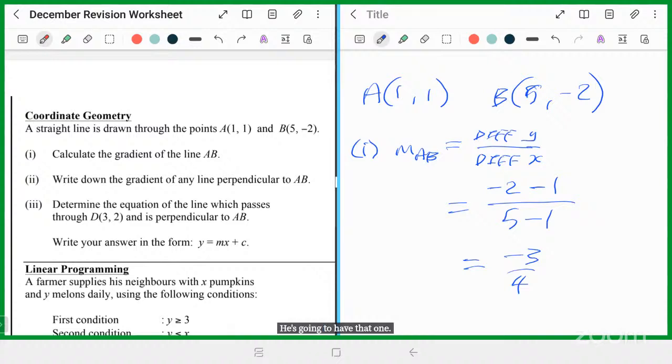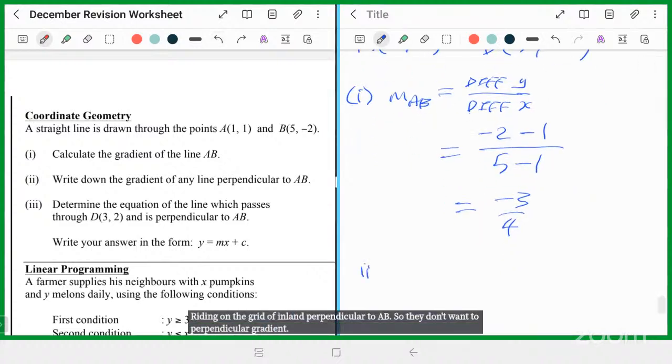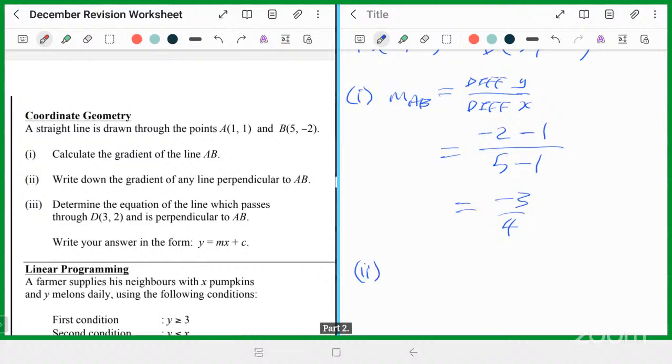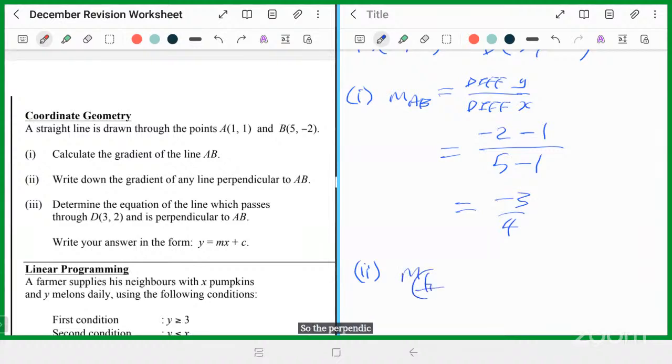Next part wants the gradient. Write down the gradient of any line perpendicular to AB. So I want a perpendicular gradient. Part 2. Perpendicular lines have negative reciprocal gradient. So if you have one gradient already and want to find the next one, the quick way to do it is to flip the one that you have and change the sign. Flip it and change the sign. So the perpendicular gradient is -1 over the gradient of AB. That's the relationship between perpendicular lines.